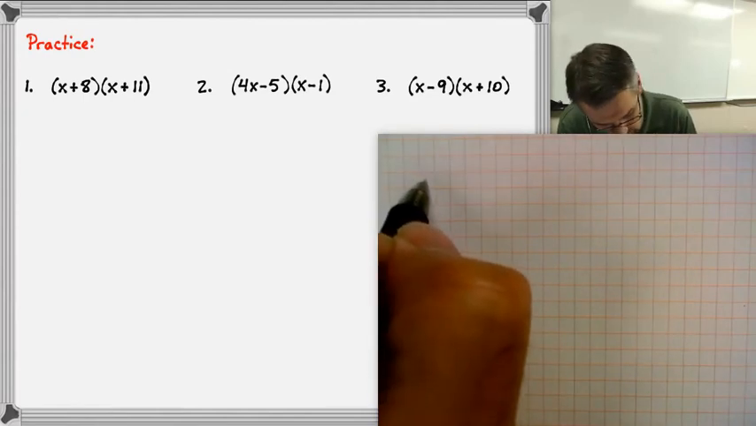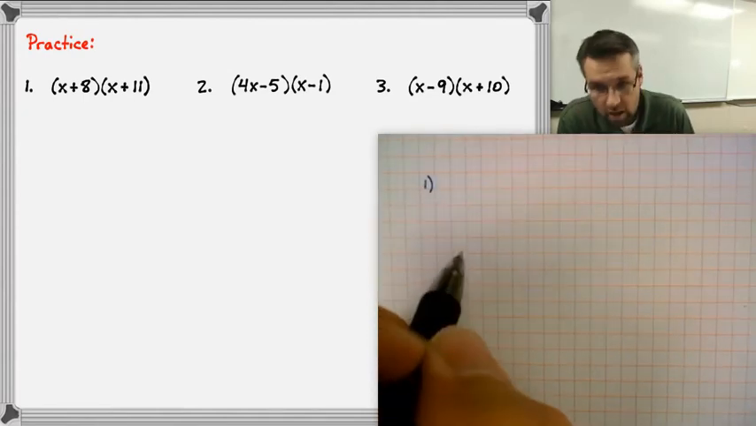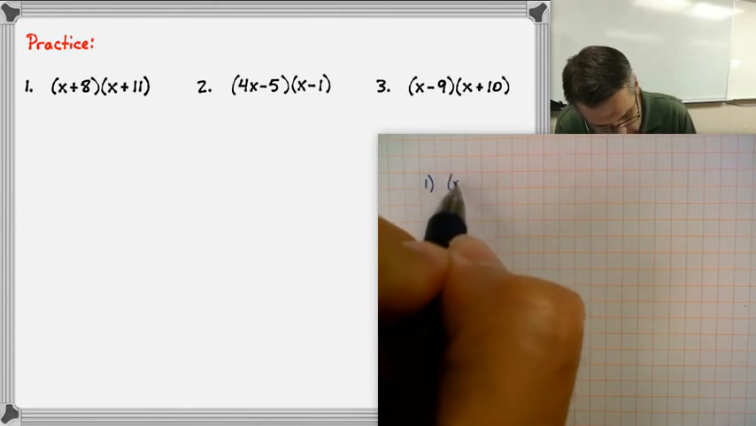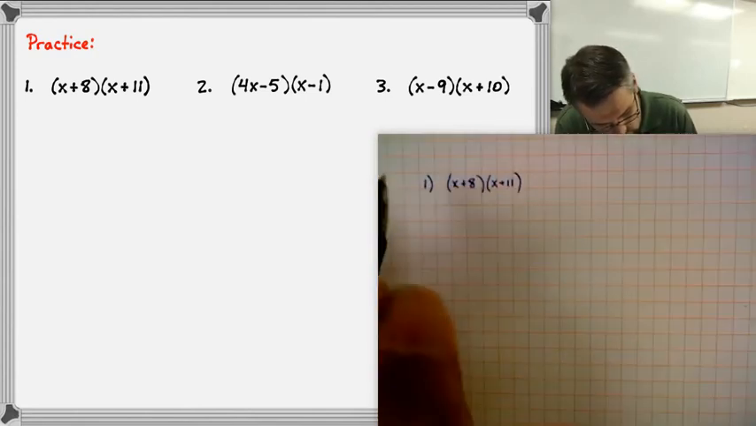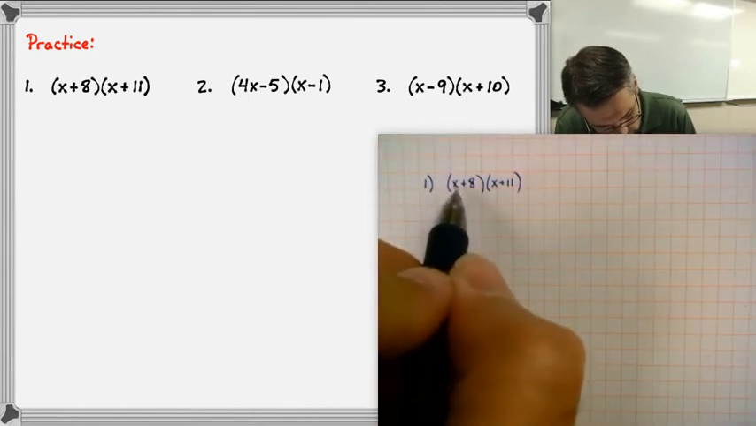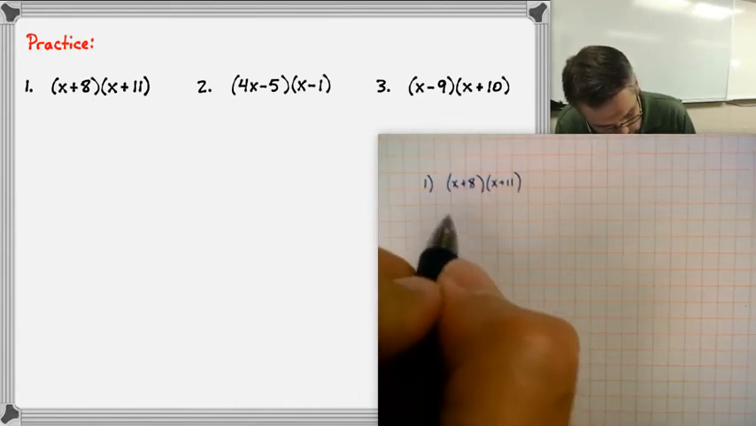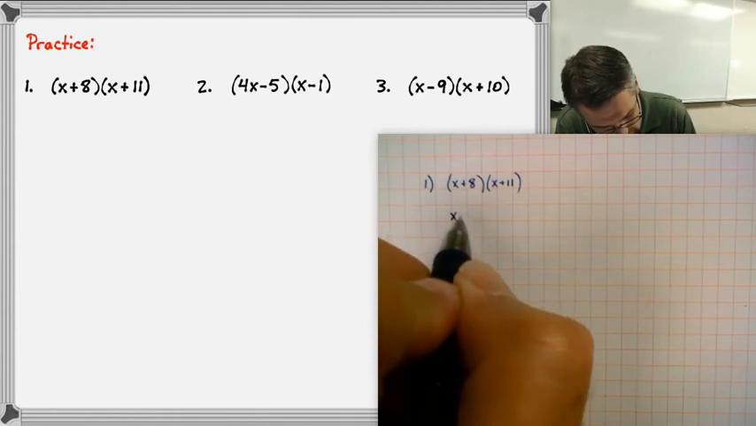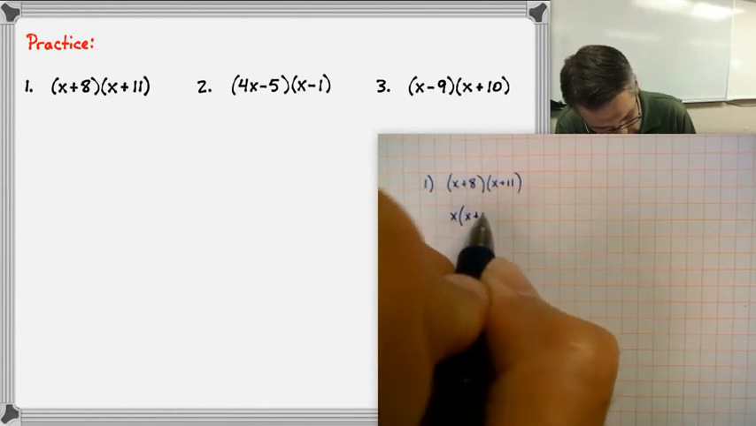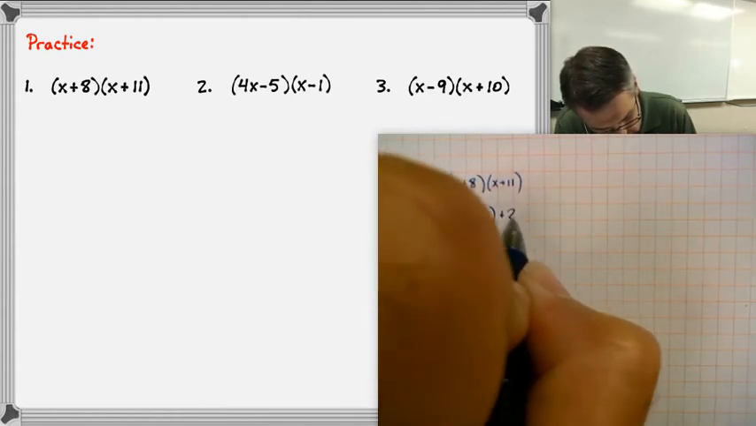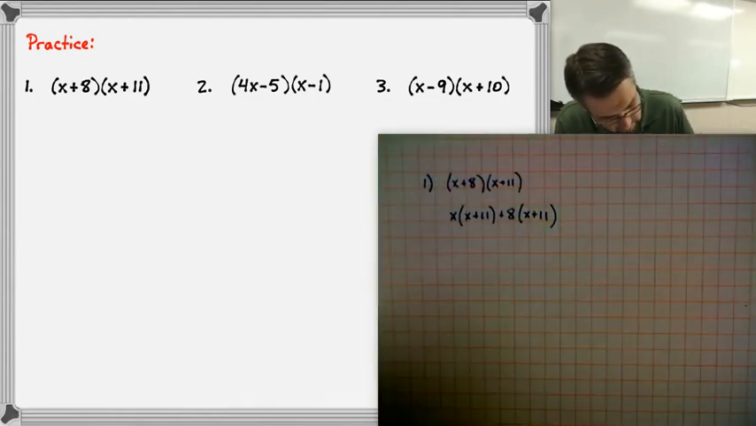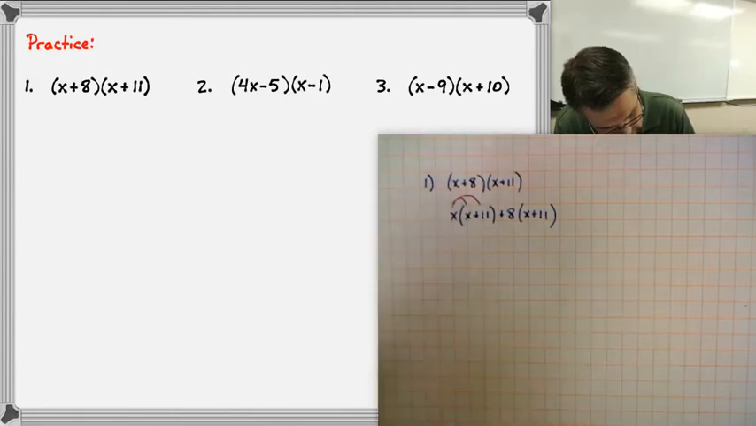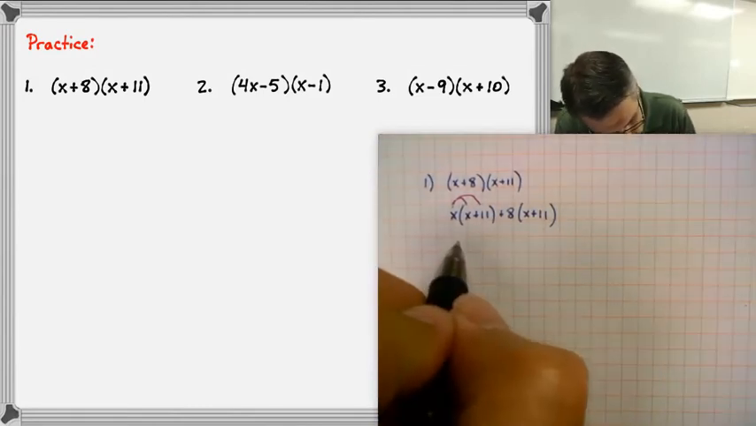Okay. Again, this can be on the left-hand side. For number 1, we have x plus 8 times x plus 11. So remember, we write it, we expand this, if you would. We rewrite the first binomial to say x and then times x plus 11. And then we'd say plus 8 times x plus 11. And then from there, we'll go ahead and distribute the x into both of those terms.